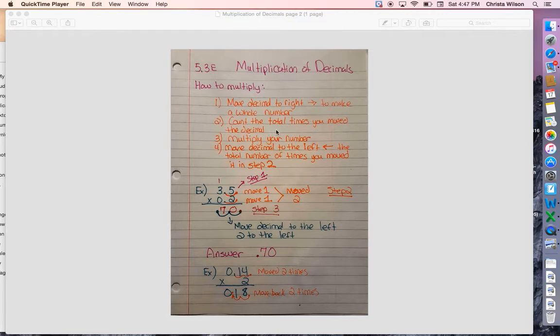Step 2 is to count the total times you move the decimal. Well, we just said we moved it 2 times. Step 3, multiply your number. So we just simply multiply now that we've got 2 whole numbers. 2 times 5 is 10. Bring down your 0 and carry your 1. 2 times 3 is 6, plus 1 is 7.